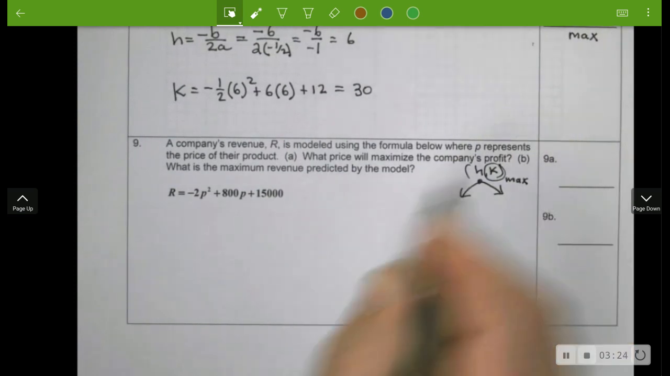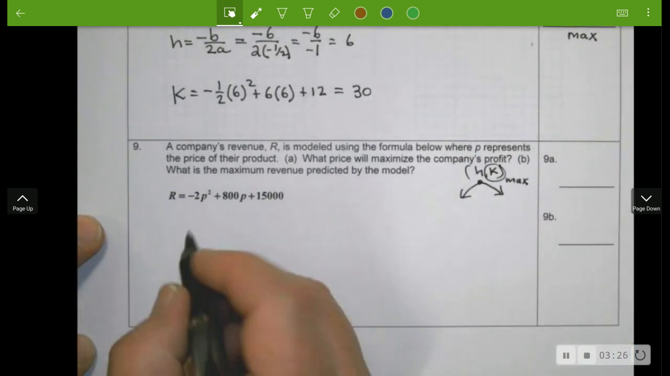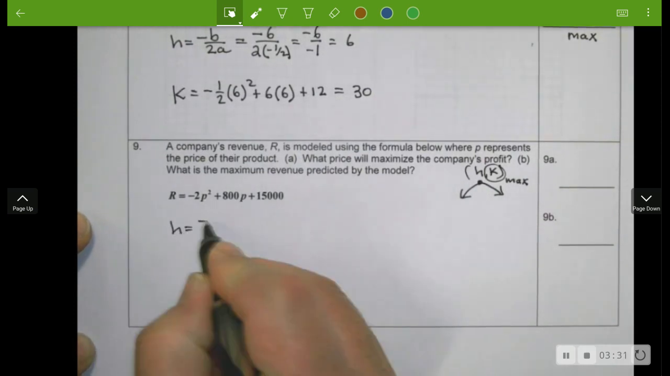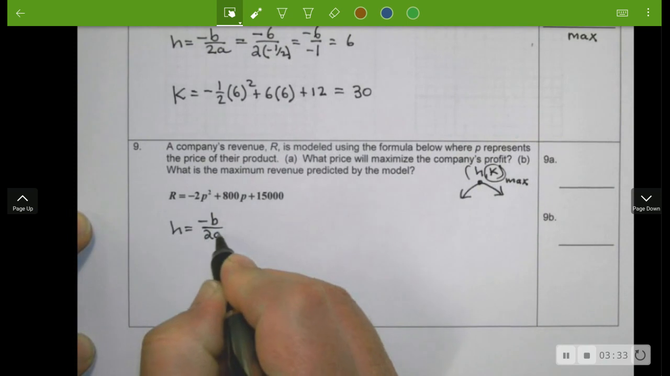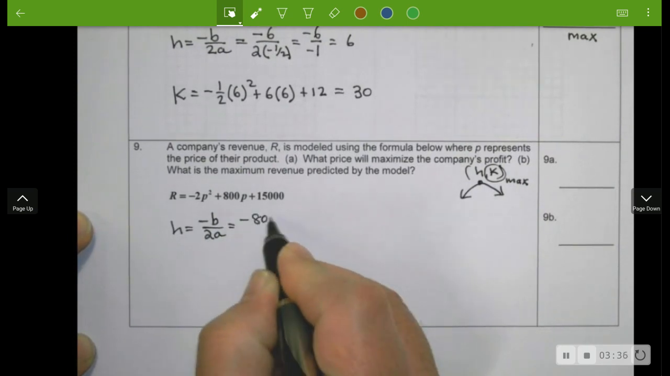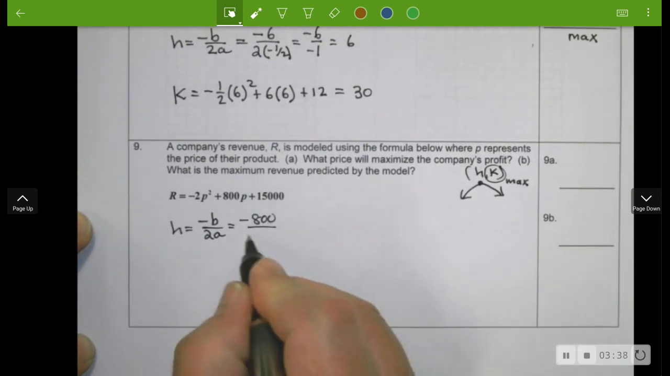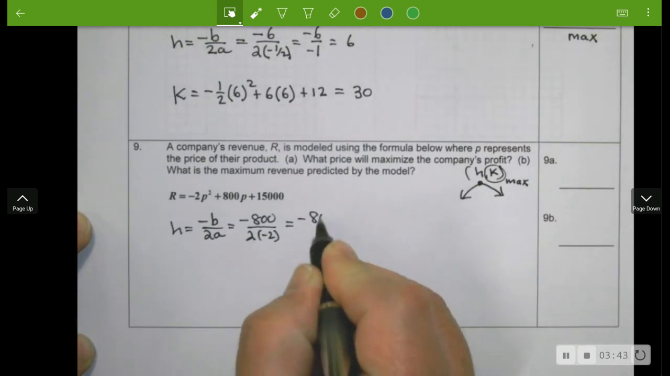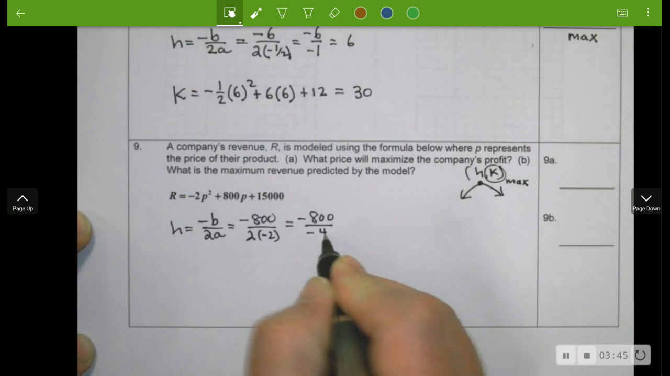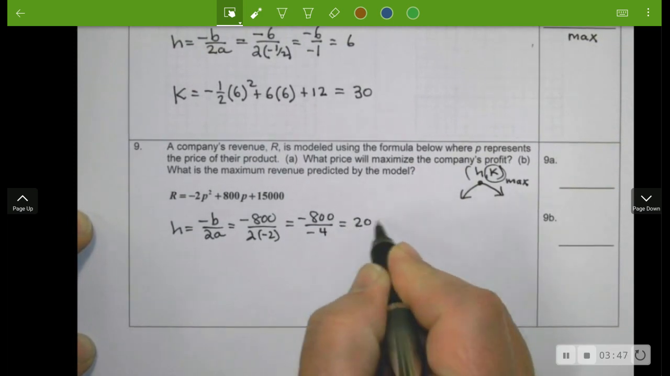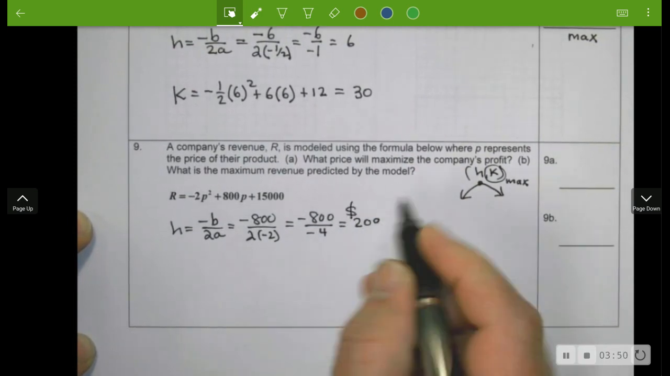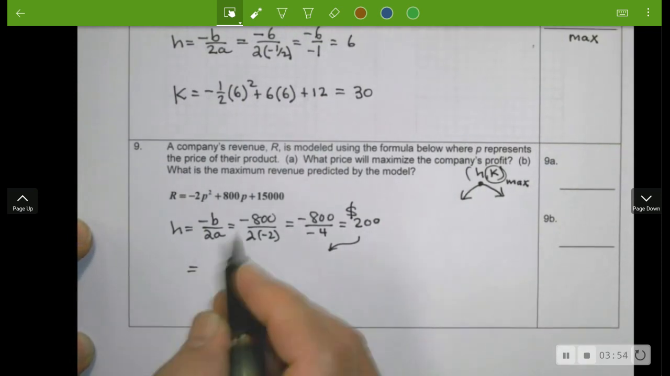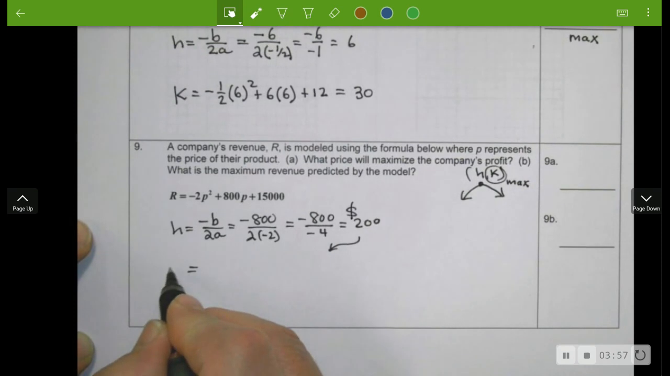All right, so what we're going to do here is first of all find the value of h, which is the price we should charge. Negative 800 for the opposite of b, and 2 times negative 2, which is negative 4. So the optimal price for this product is $200. Now you're going to take that $200 and put it in place of the P for price, and you'll find that k value.